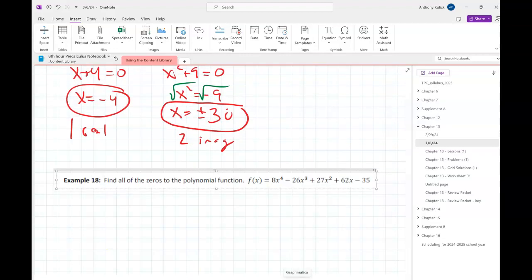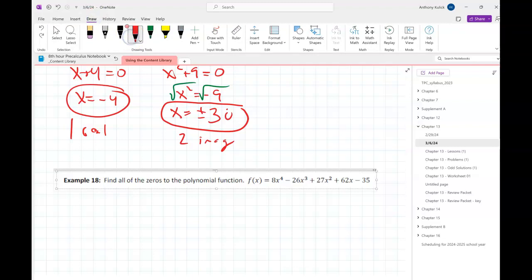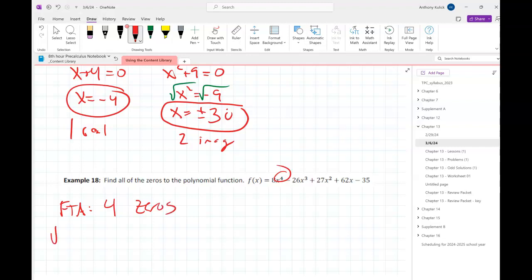Okay, same kind of idea. Again, all the zeros. How many zeros should I be looking for? Who can tell me? 4. There you go. What's my list of possible rational zeros? It's going to be factors of what over the factors of what?